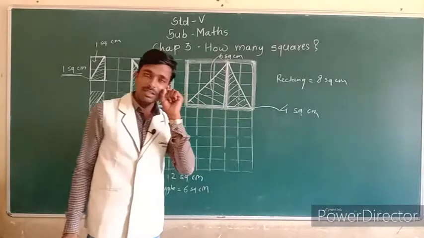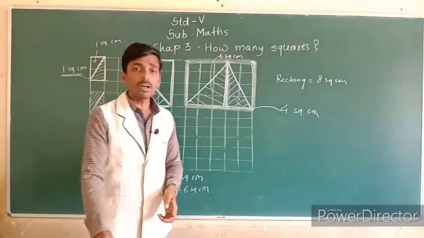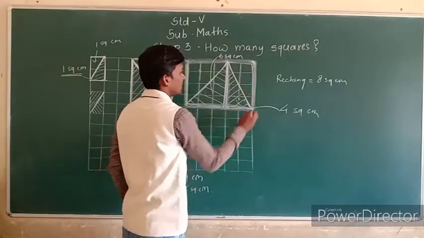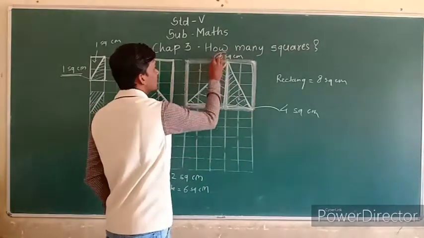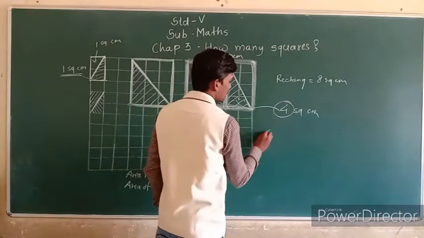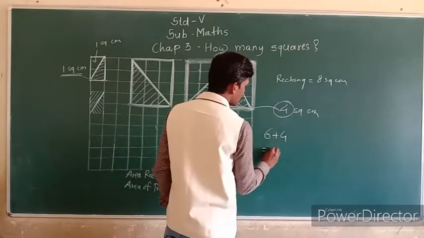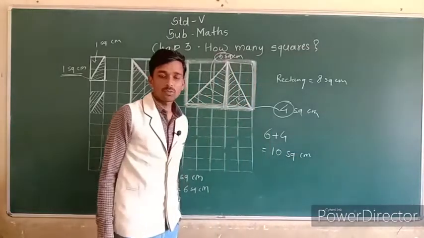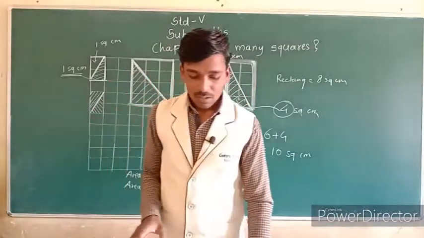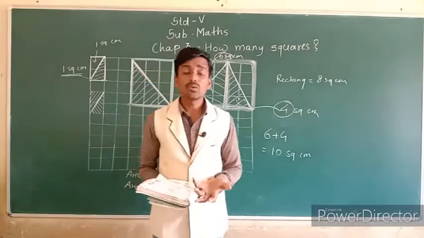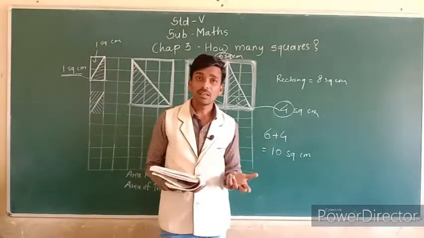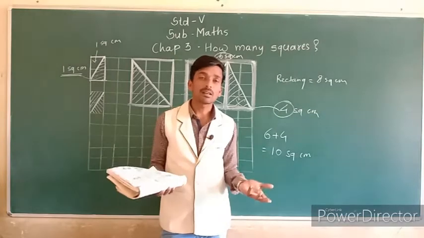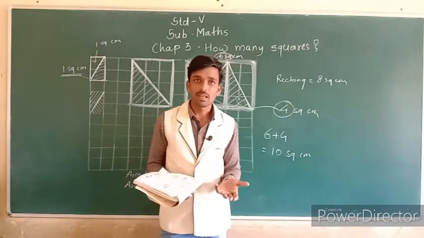And they can ask for the area of this triangle. Then what do we do? We add this 6 and this 4. 6 plus 4 means 10 square centimeter. Then see, what is the area of the blue triangle? That is also 10. And what is the area of the red triangle? That is also 10. Both triangles have the same area.